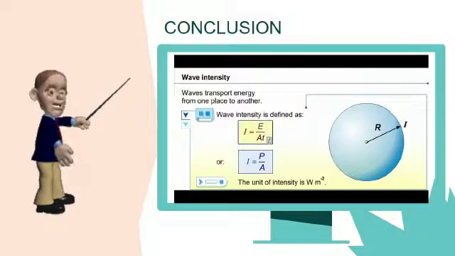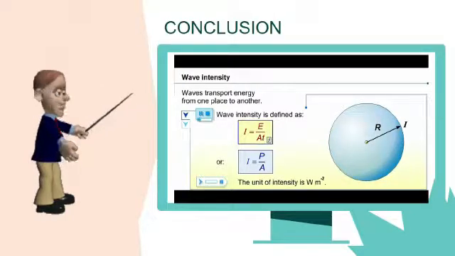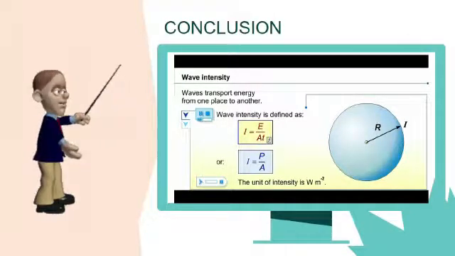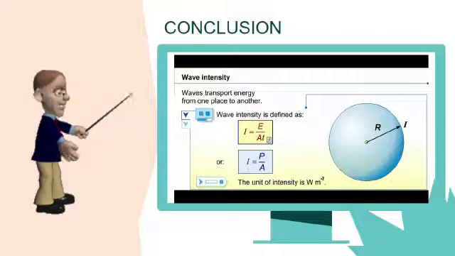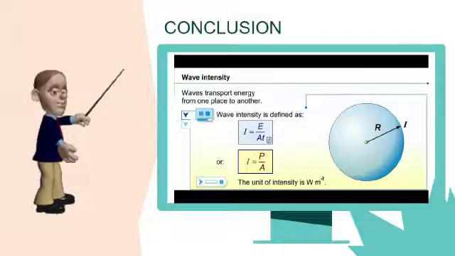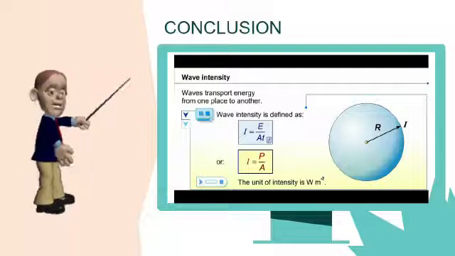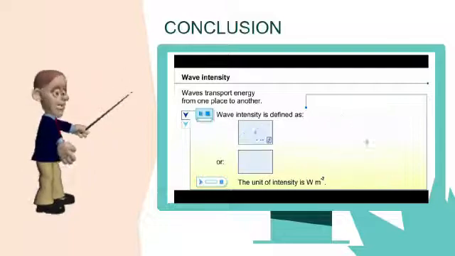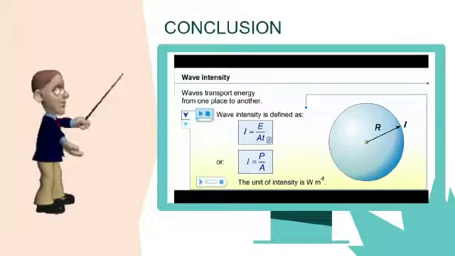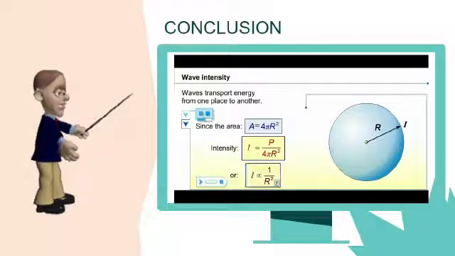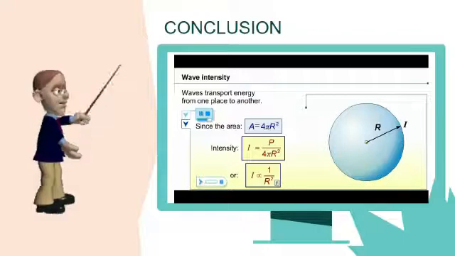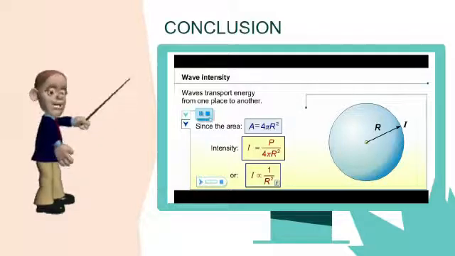Rate of energy transfer, called the wave intensity, is defined as the energy E transported per unit time t across unit area A perpendicular to the direction of wave propagation. We can also express it as the power P transported by the wave per unit area A. If a point source emits power P, then this power is carried away by the waves. The intensity of a wave emitted by a point source is inversely proportional to the square of the distance from this source.